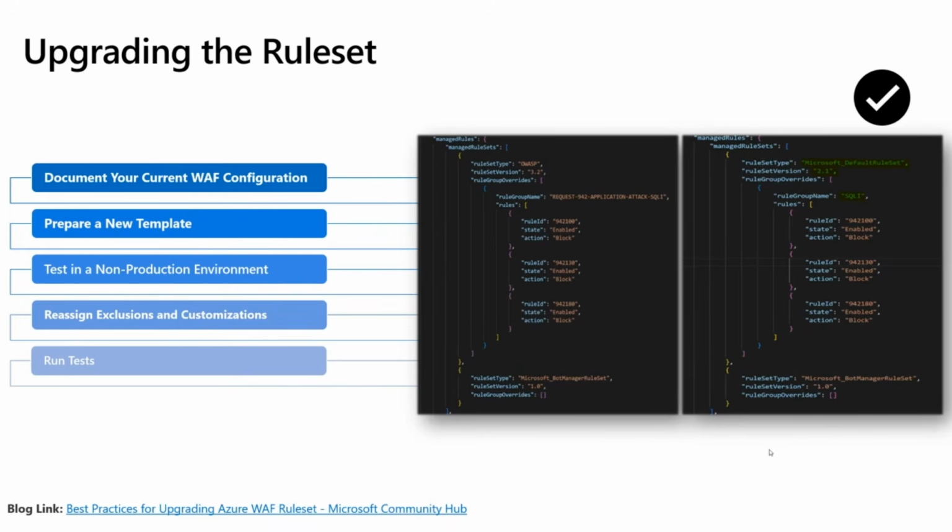We have a great blog that covers this in more detail that you can take a look at and see the specific steps that you can take for upgrading your rule sets, especially if you have customizations in your exclusions or you've changed your log actions.